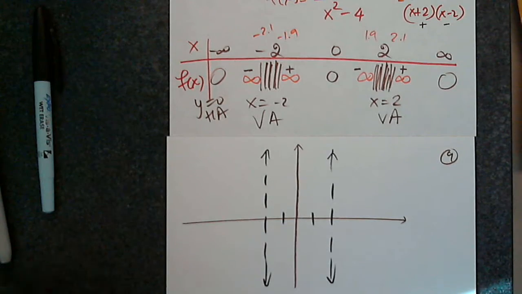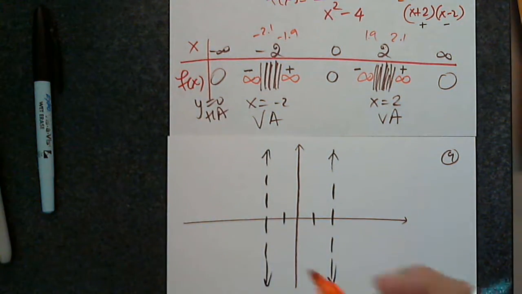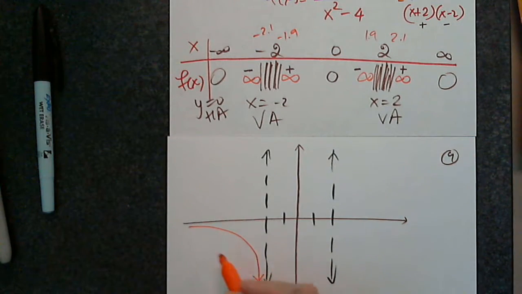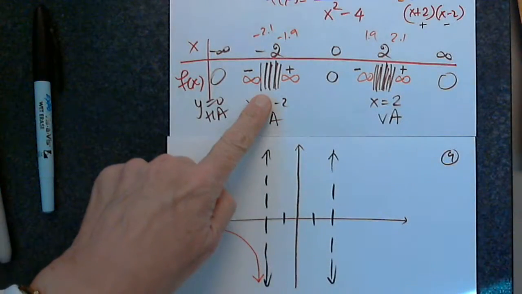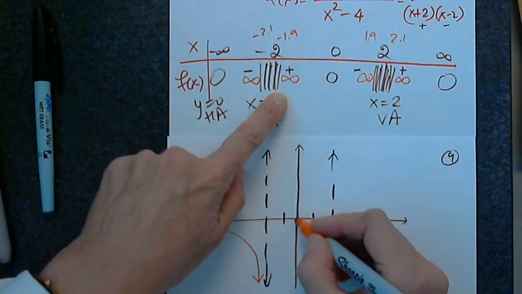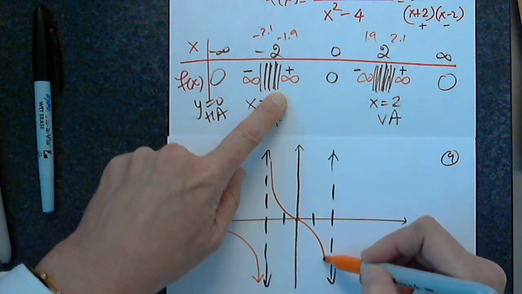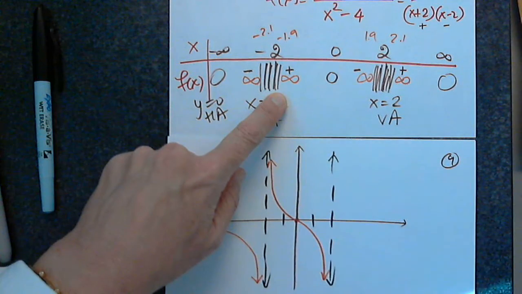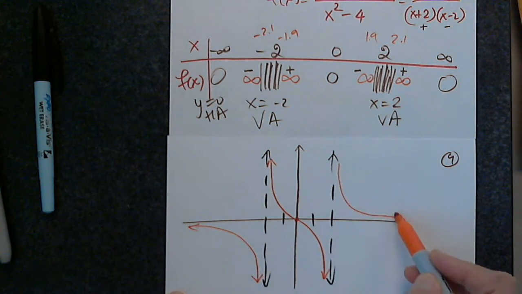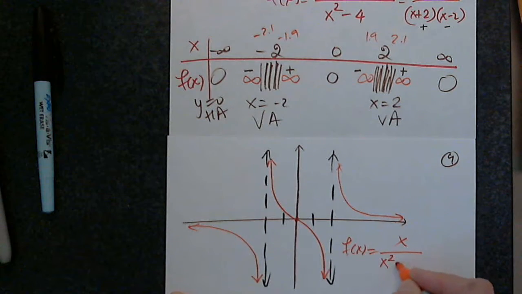So now I look at my table, and this is what I read. From 0 down to negative infinity on the left-hand side of the first vertical asymptote. From positive it goes to negative. And from positive infinity to 0. So this is f of x equals x over x squared minus 4.